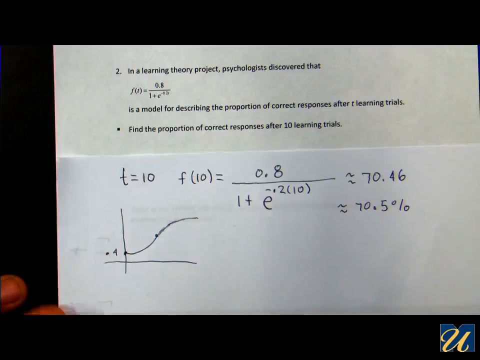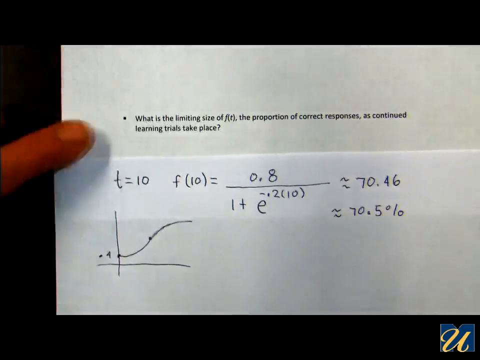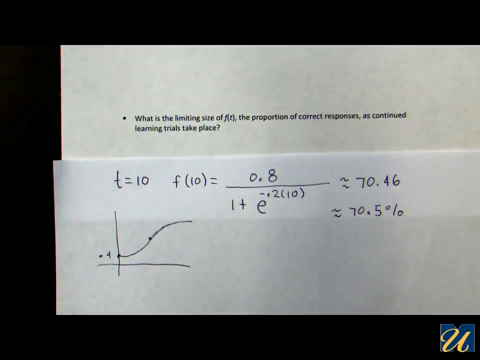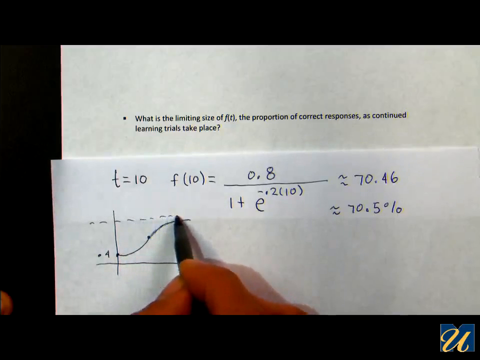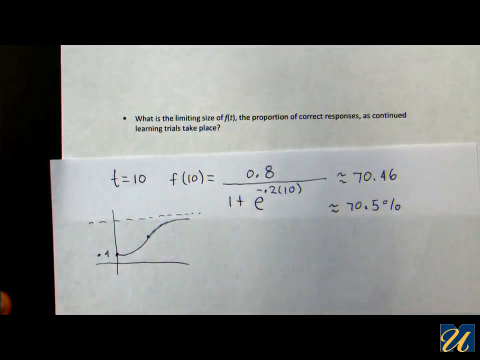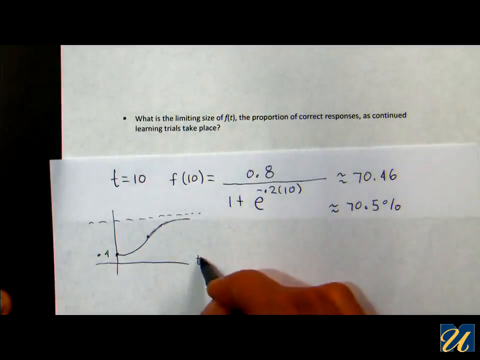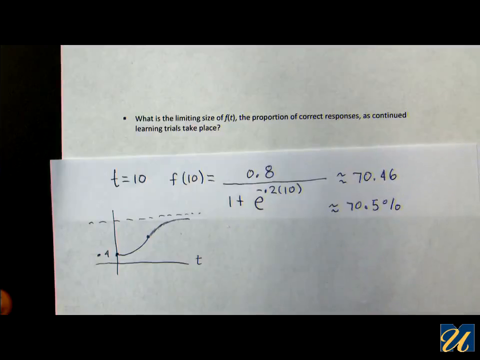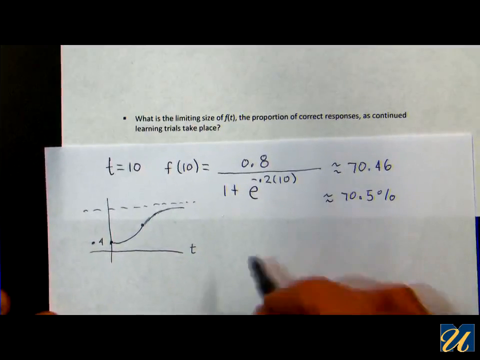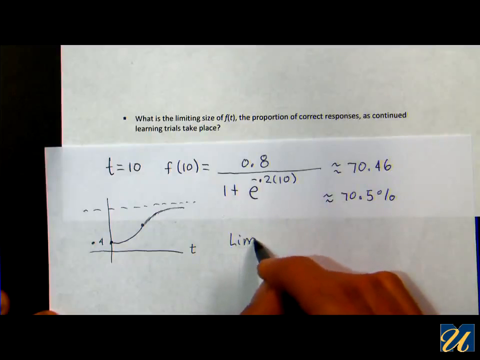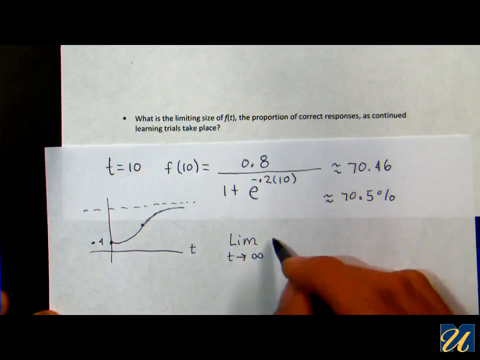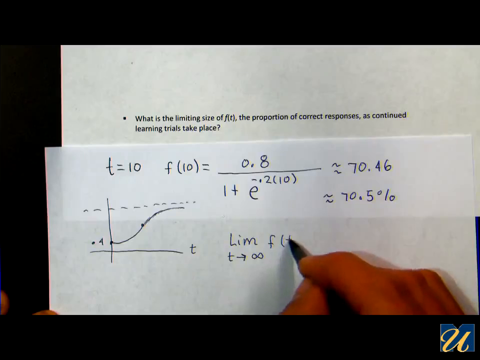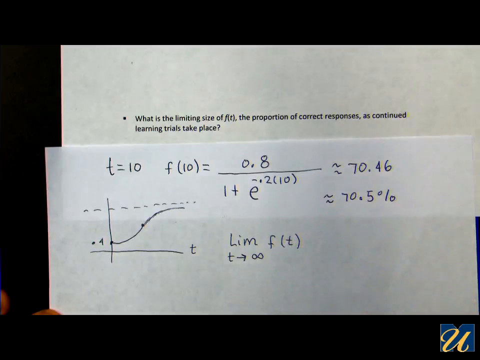Let's take a look at the next question. What is the limiting size of f of t? In other words, what is the value that the function will approach when t, the number of trials, becomes very, very large? Mathematically, this is asking us to find the limiting value of the function f of t as the number of trials becomes larger and larger. Okay, how do we do that?